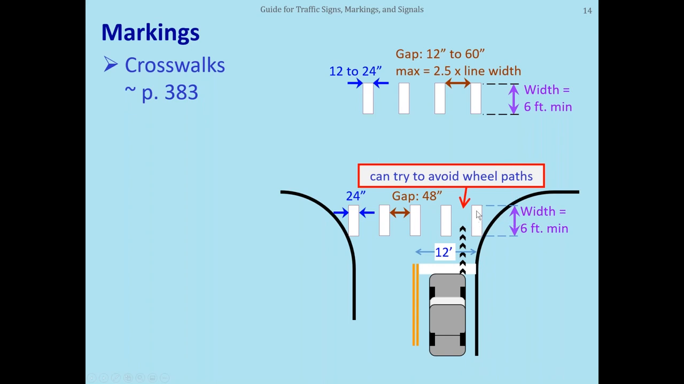What are your constraints? Well, we've got at least a 6-foot-wide crosswalk. And we have some flexibility. We can stretch these or compress these like an accordion. These bars are supposed to be somewhere between 1 and 2 feet wide. The spacing between the bars is some multiple of 2.5 times the line width, and you can vary this from 1 foot to 5 feet. So playing around with how wide your lane is, you can work up some combination of bar width and spacing between the bars so you miss the paths of the vehicle tires, get less wear and tear, and get more life out of your crosswalk markings.